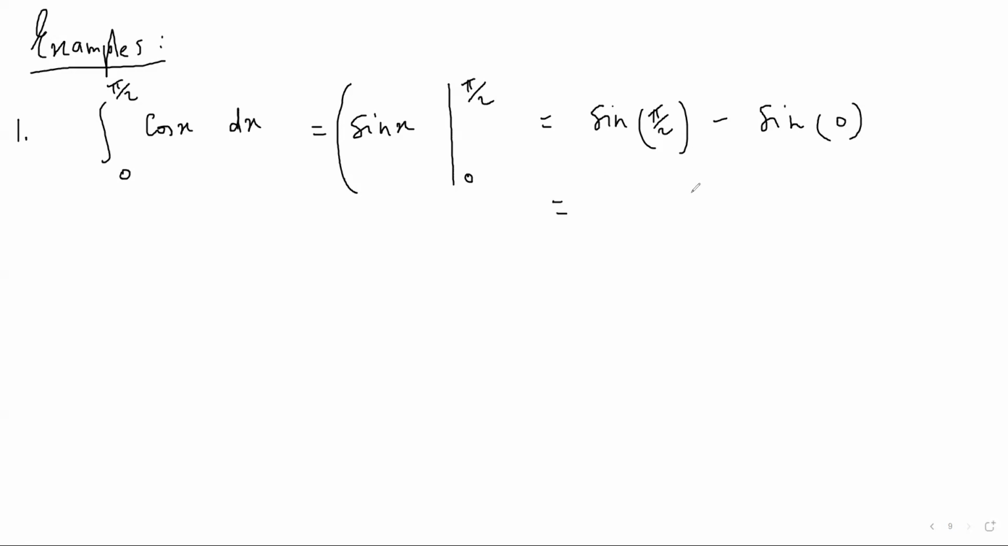Now, what is sine of pi over 2? Sine of pi over 2 is 1. Sine of 0 is 0. So this is equal to 1. So the answer is 1. It's as simple as that. Evaluating definite integrals is as simple as that.